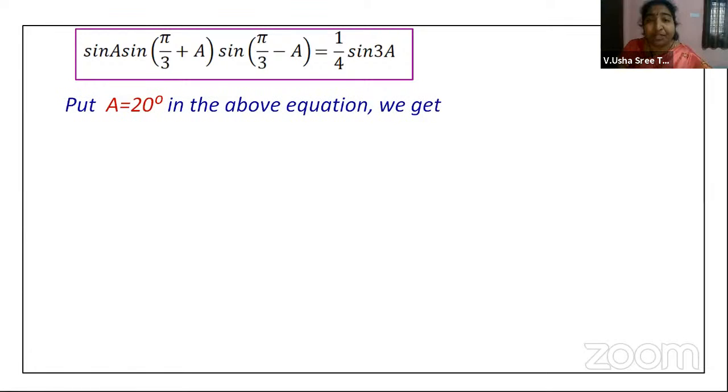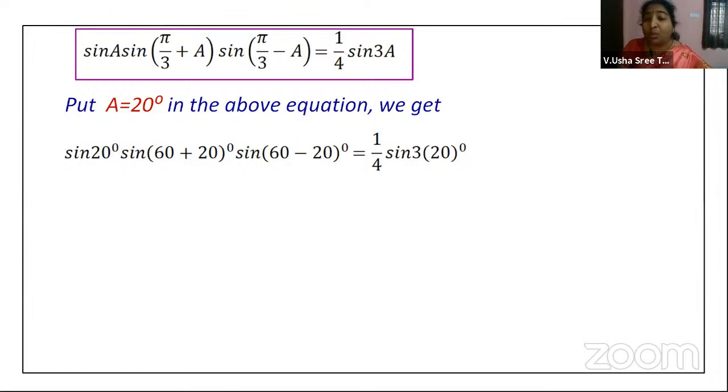And we'll just substitute in this equation what we have proved just now. Then we'll get sine 20, sine(60 plus 20), sine(60 minus 20), which is equal to 1 by 4 into sine(3 into 20). 3 into 20 gives you 60, right? So what do you have here, children? Sine 20 you have, sine 80 you have, sine 40 you have, isn't it? But something is missing over here, that is sine 60.